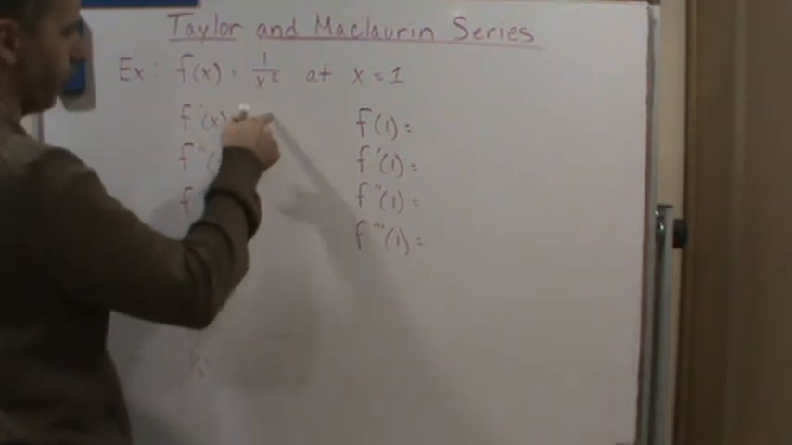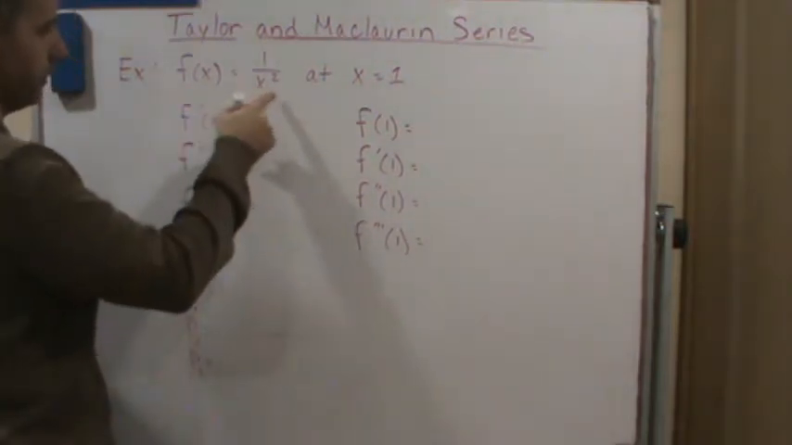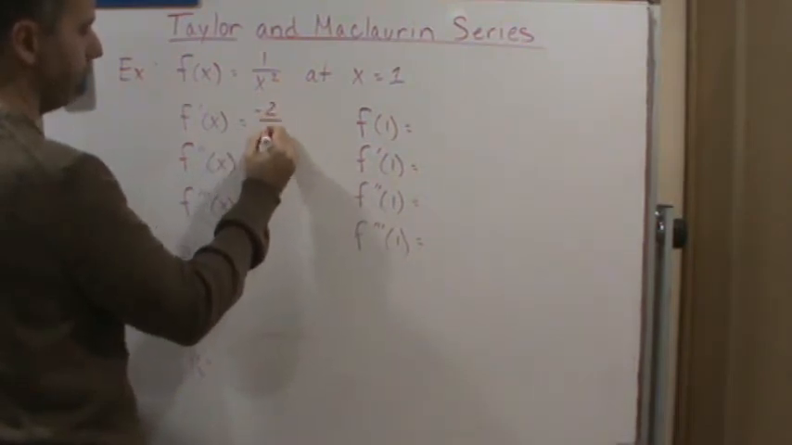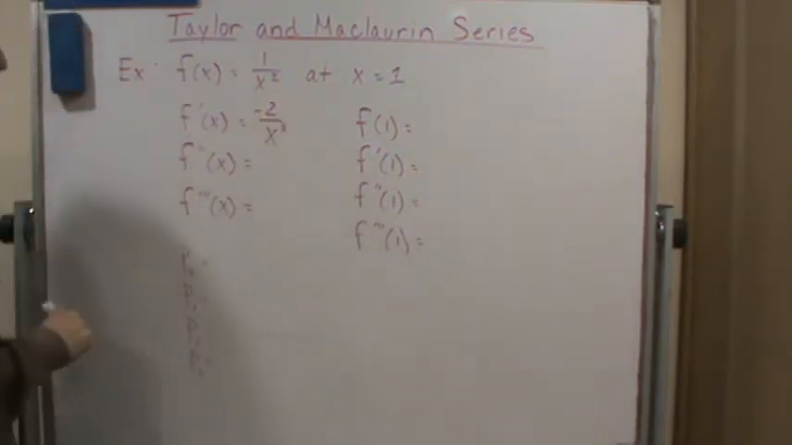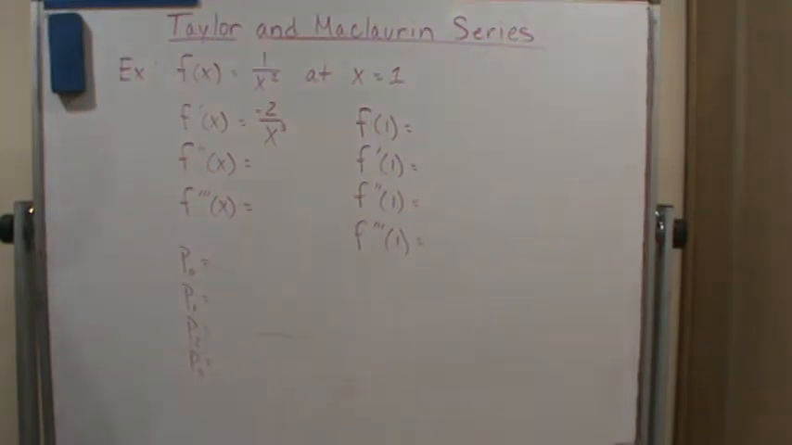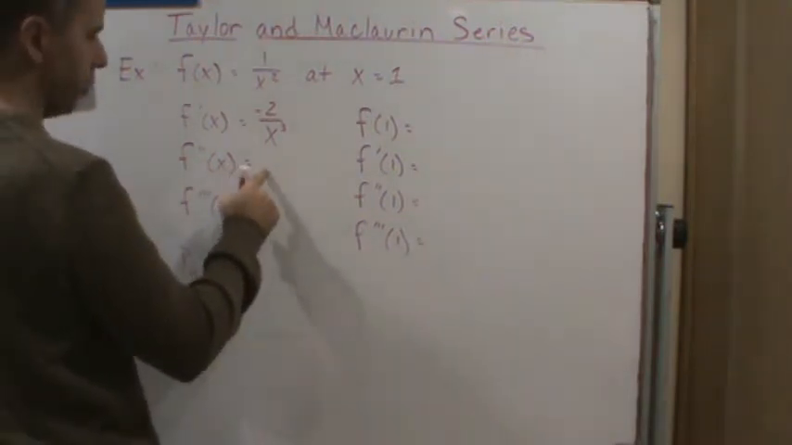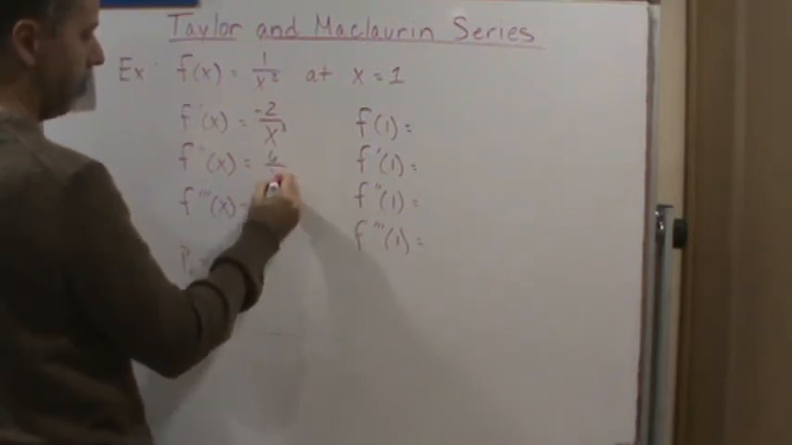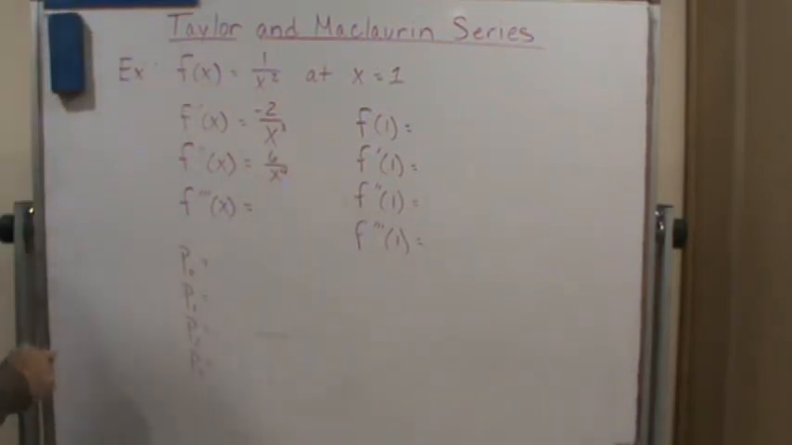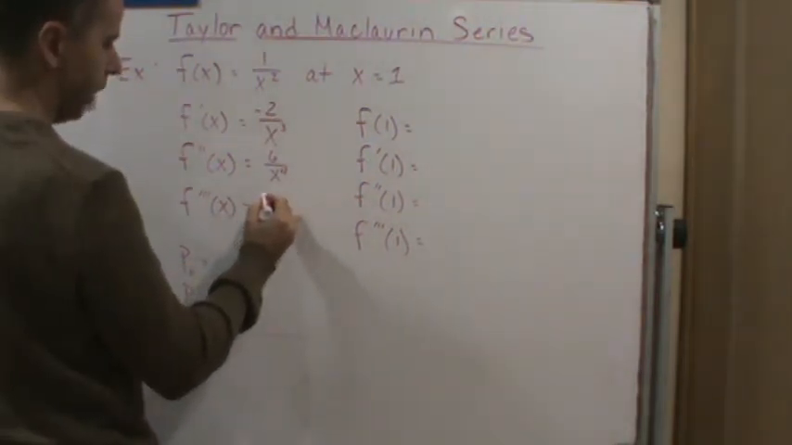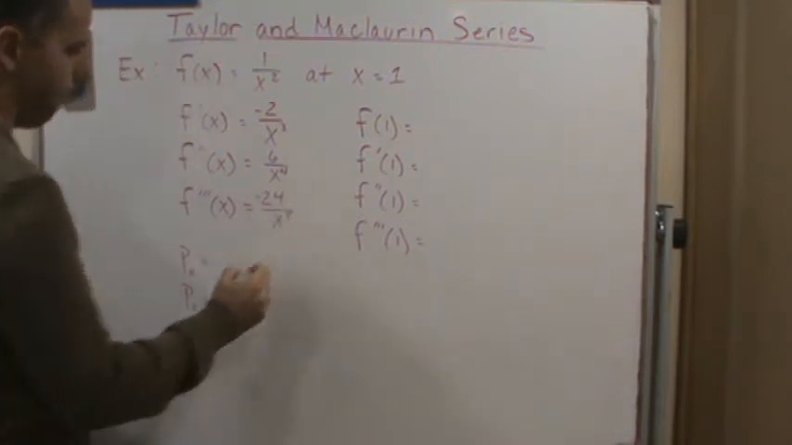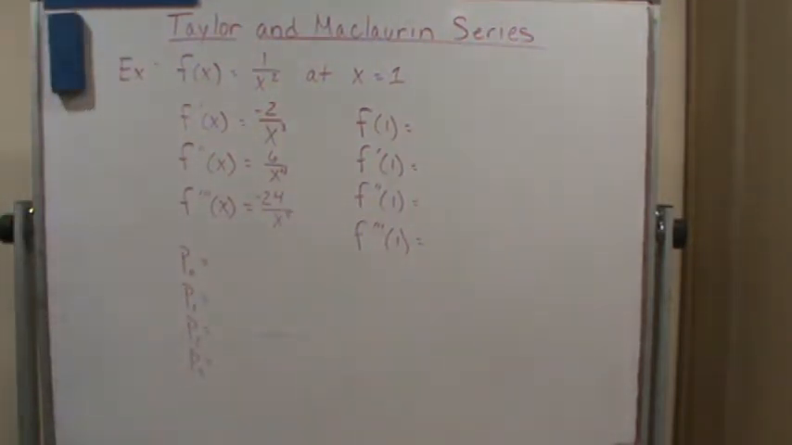If we take the first derivative of this, it's going to be what? Negative 2 over x cubed, right? And then the next one's going to be positive 6 over x to the fourth. And the next one's going to be negative 24 over x to the fifth.